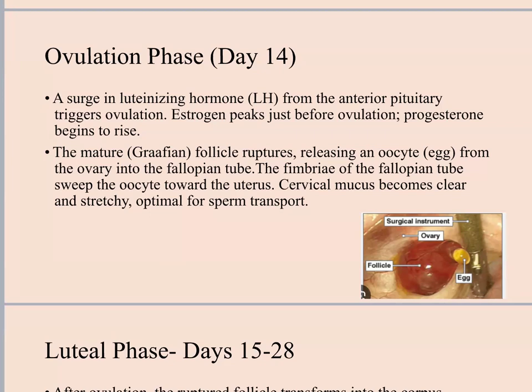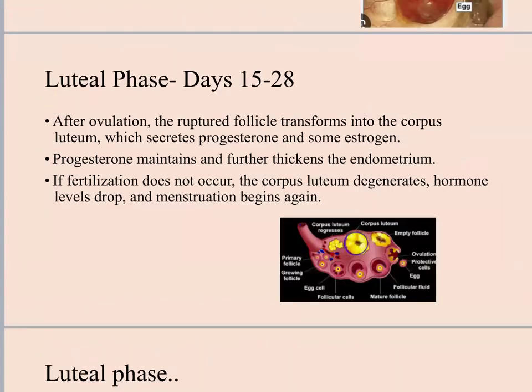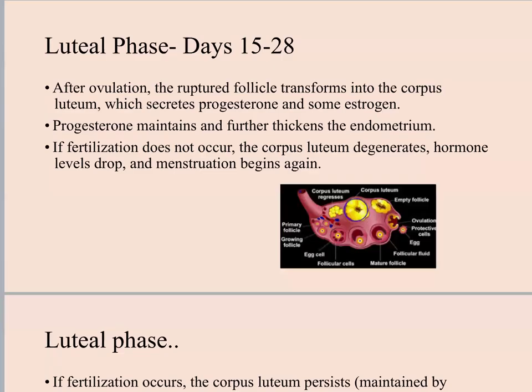All of these dates, I'm going by a textbook formula. They can vary a lot in real life. So, luteal phase, days 15 through 28. After ovulation occurs, that ruptured follicle, because that follicle is a little sac, morphs itself into the corpus luteum, which is going to be the thing that secretes progesterone and a little estrogen.